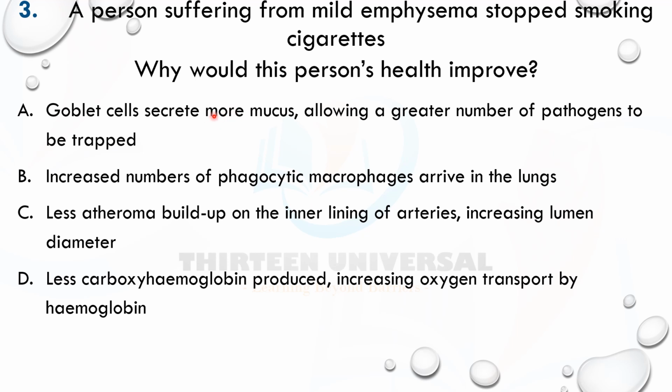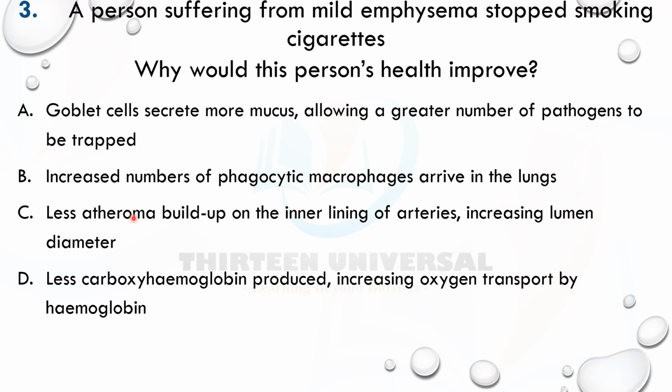Now B says increased numbers of phagocytic macrophages arise in the lungs. Okay, this person is already suffering it. So if the person stops smoking, it will reduce, because it is the phagocyte that secretes elastase that digests it. So if you stop smoking, it will reduce. That'll be a decreased number, so not an increased number.